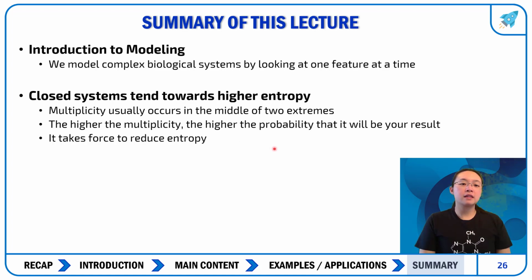And last, it takes force to reduce entropy. So if we wanted a polymer chain to be completely rigid and straight, we would have to introduce some sort of force in order to make it more ordered. So hopefully this gives you a good introduction to modeling and what we're trying to achieve in this course. But do remember the equation for entropy, because we'll be using it quite a bit later on.